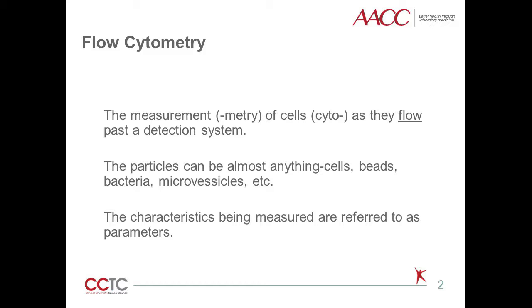What is flow cytometry? You can find many definitions, but in its simplest form, it is the measurement, metry, of cells, cyto, as they flow past a detection system. Cell actually translates to particle, and the particles can be almost anything. Cells, beads, bacteria, microvesicles, as long as they are within certain minimum and maximum size constraints. The characteristics being measured are referred to as parameters.